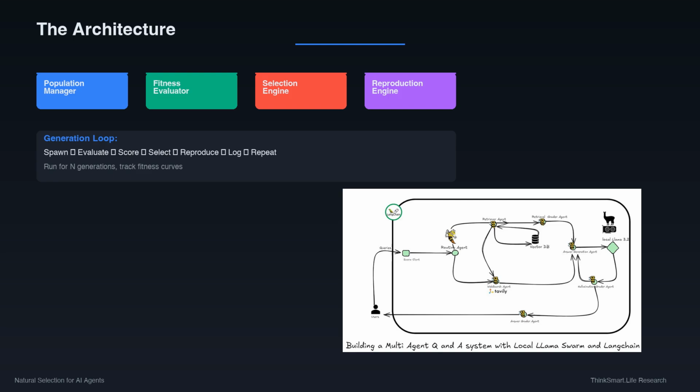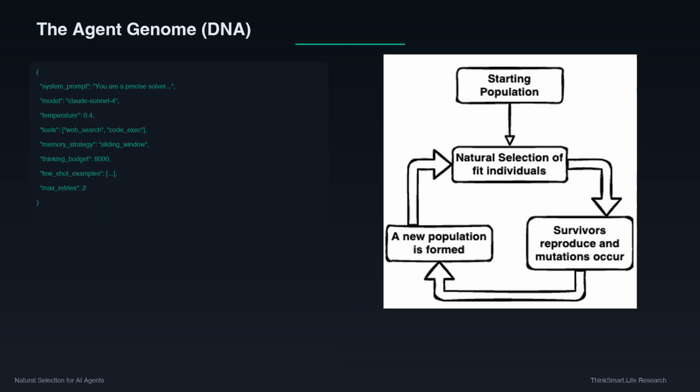Now here's the concrete architecture. An evolution controller manages 4 components: a population manager, a fitness evaluator, a selection engine, and a reproduction engine. Each agent is defined by a JSON genome containing its system prompt, model, temperature, max tokens, toolset, few-shot examples, memory strategy, and thinking budget. This genome is its complete behavioral specification.